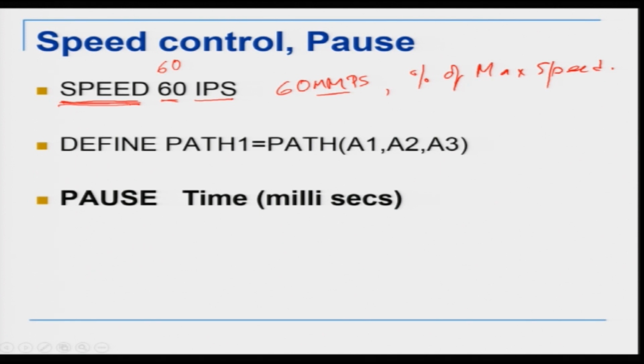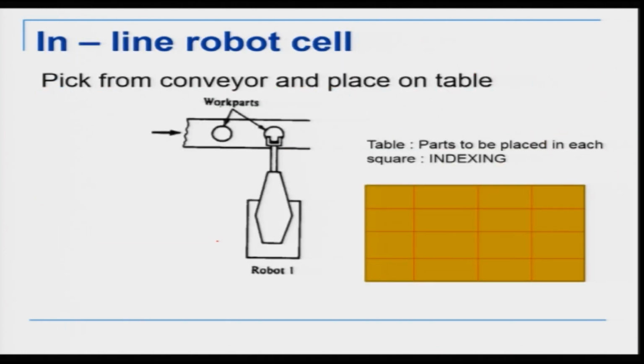We can also define a path and say the path has to go through these points A1, A2, A3. So, it will take a path which will go through these 3 points. Okay. Now, we can say pause, this is for pausing. Pause is similar to a delay in a program. So, it will keep it delayed there for some time.